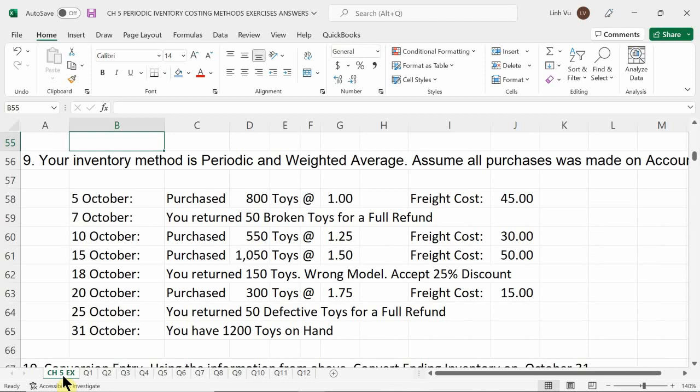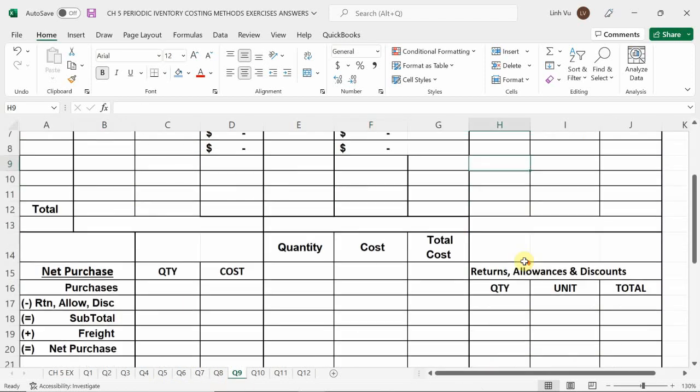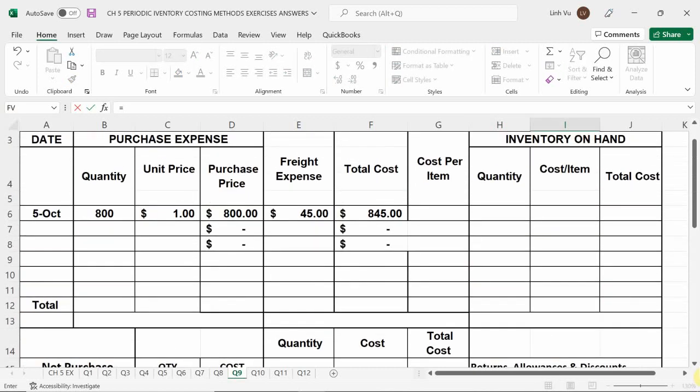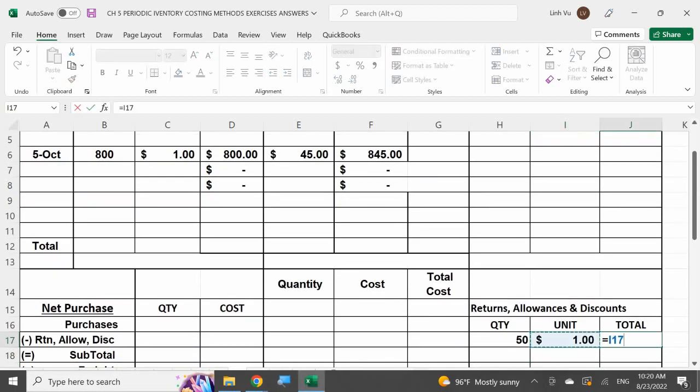October 7 rolls around. And again, you end up returning 50 broken toys for a full refund. Okay? 50 broken toys for a full refund. Okay, so you return 50 at what unit price? $1. So therefore, your refund is for $50. Now, if you want to, you can do this, because now this batch of inventory, you know that you end up returning 50 units.